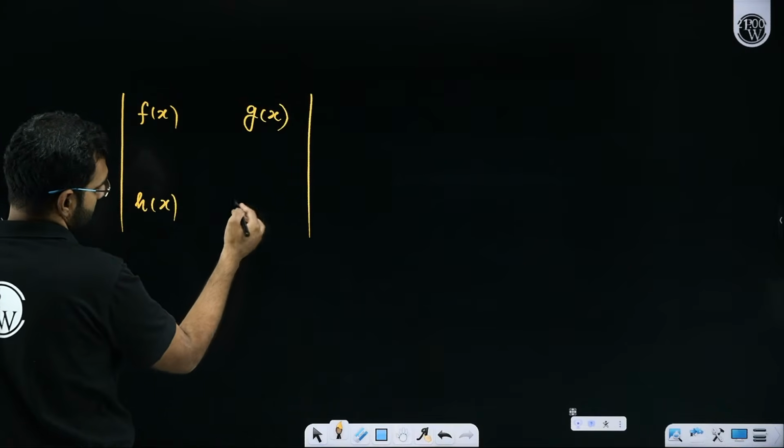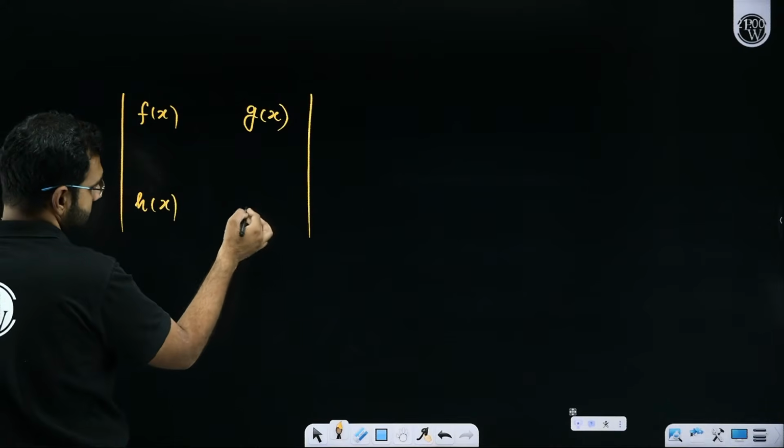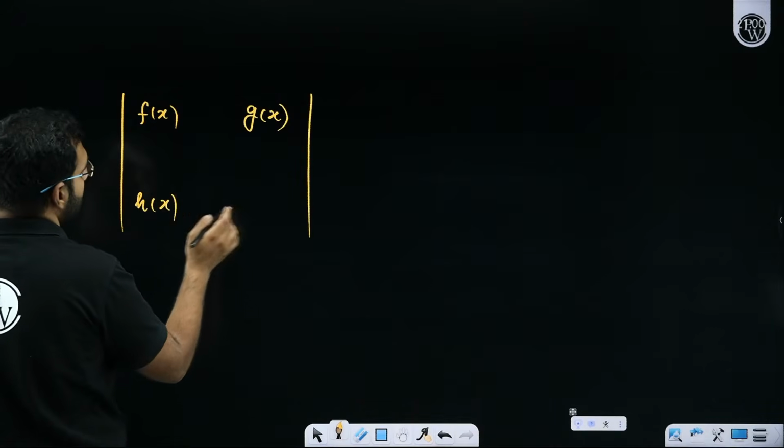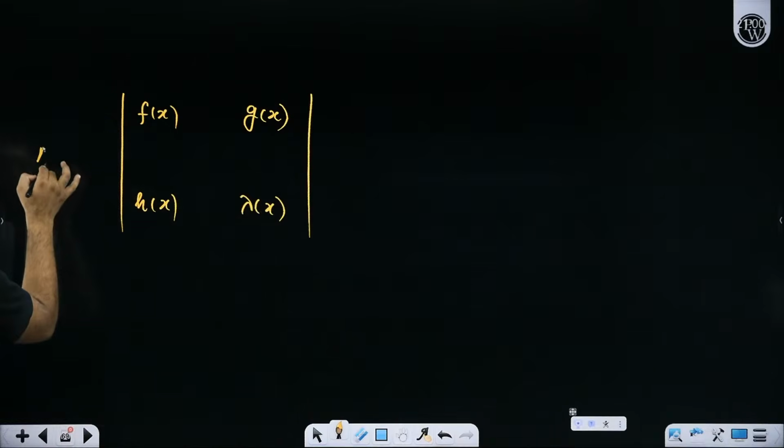Conventionally, we don't say k or l or m, f, g, h, I. What should I avoid? Let's say lambda x, right? So these are the 4 functions. So that's your delta x.